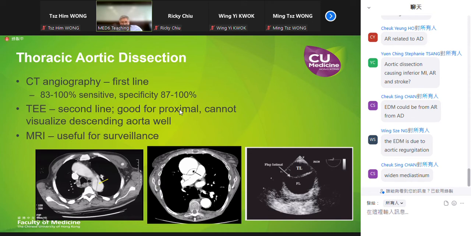The other thing is that if you don't have CT, I think you can do an echocardiogram. And sometimes you can see a dissection in a transoesophageal echocardiogram in the ascending aorta. If you're very good, you sometimes can see it, but you need to be very good at it. Sometimes you just don't have a CT. You can do an echocardiogram and sometimes see that.